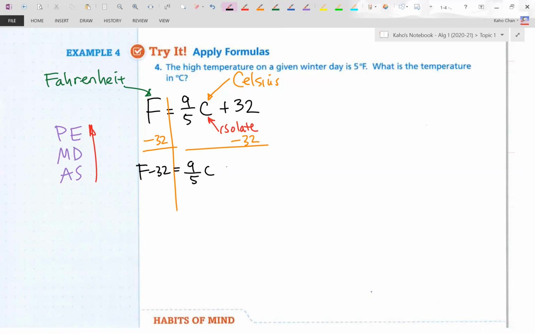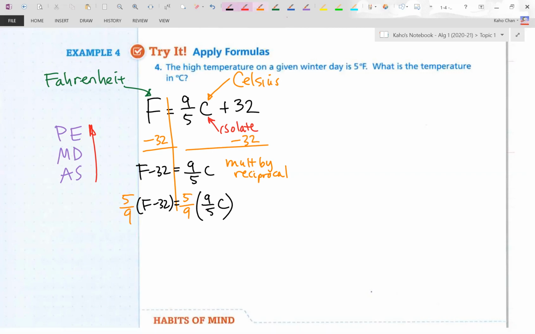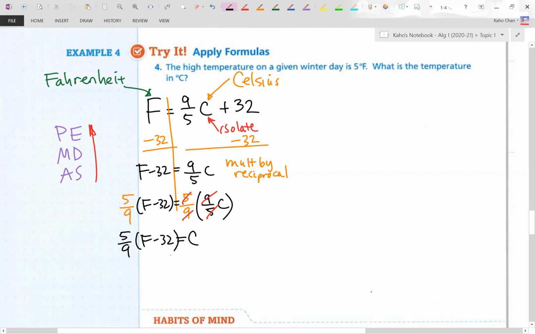All right, I think we have one more step here. The coefficient in front of C is 9/5. There's a cool trick. The trick is to multiply both sides by the reciprocal. Let me write that down. The reciprocal of 9/5 is 5/9. So let's do that. We're going to multiply by 5/9 on both sides. The whole point of multiplying by 5/9 on both sides is that it takes care of two steps in one step. The 5 goes away and the 9 goes away, leaving the letter C isolated. And boom, there's my literal equation set for C relative to F.